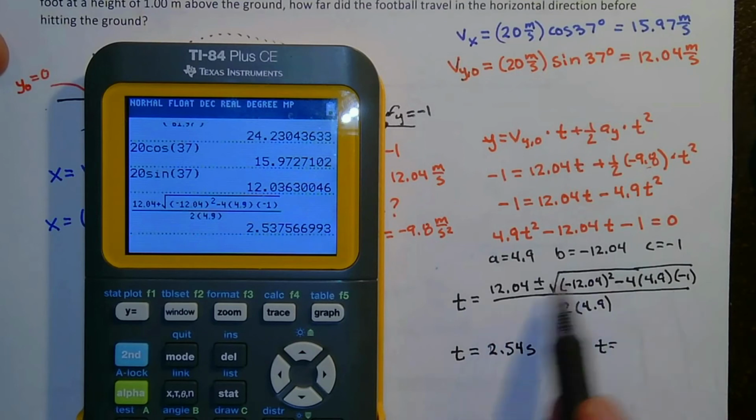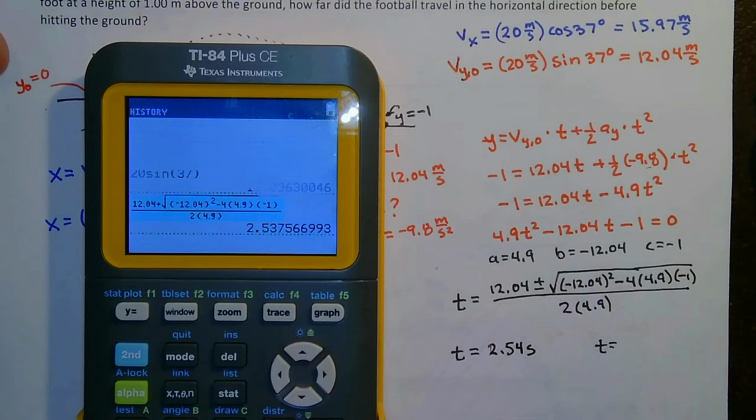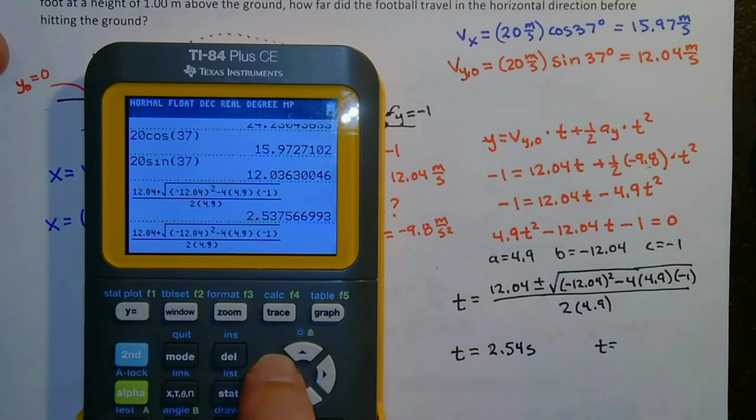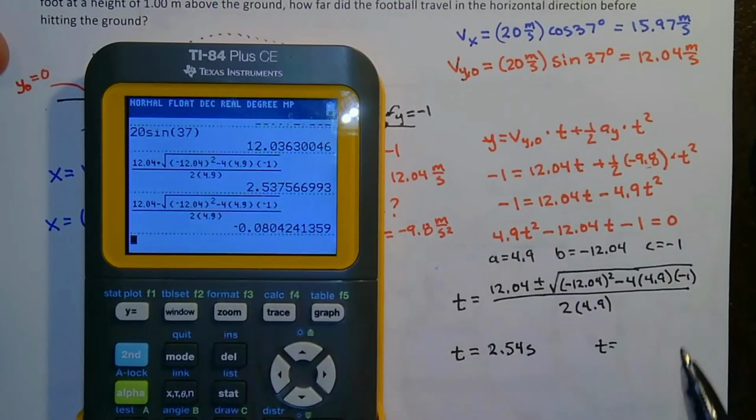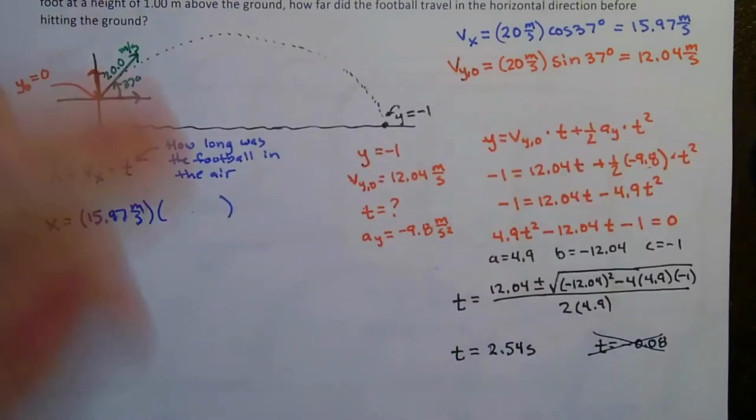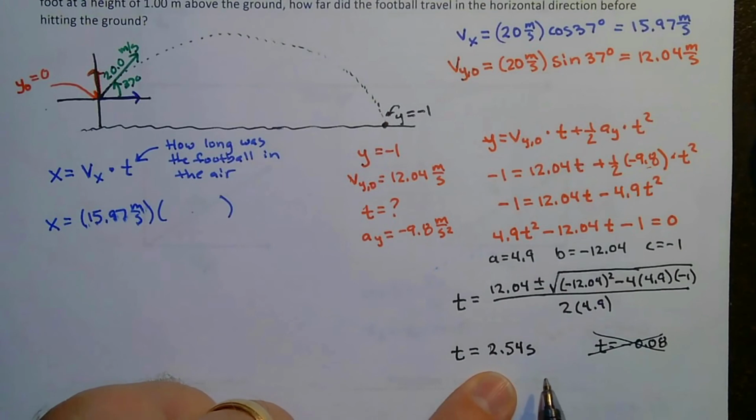Okay, you could type all of that again, or you could just go up, and I'm going to copy it and change this plus right here to a minus. So I'm going to go on top of it and press minus. And you get this -0.08. Okay, so this one doesn't make sense because it's negative, okay? We started the stopwatch right when he kicked or punted the football, okay? So we know, okay, this took 2.54 seconds, okay? That's pretty good hang time for football, okay?